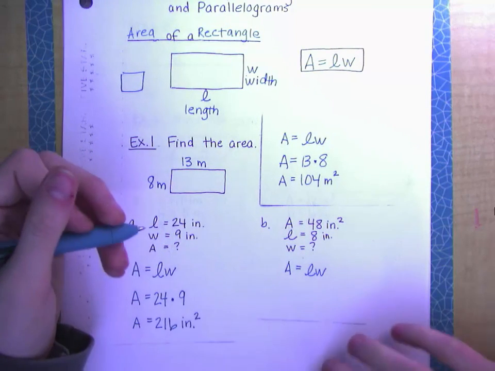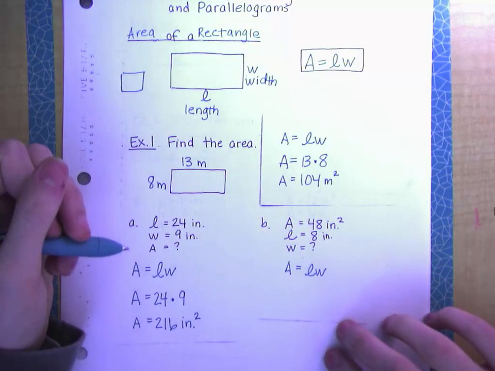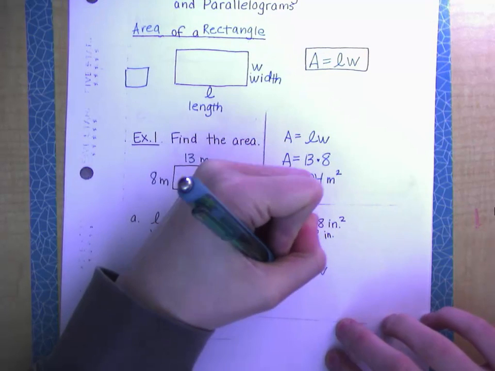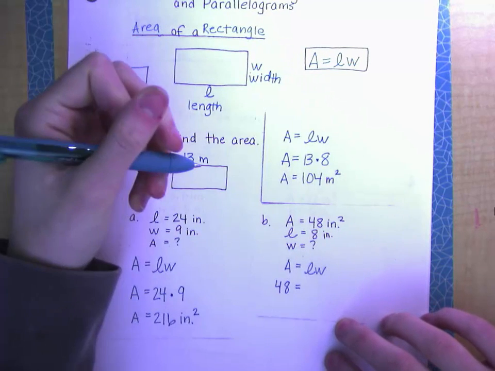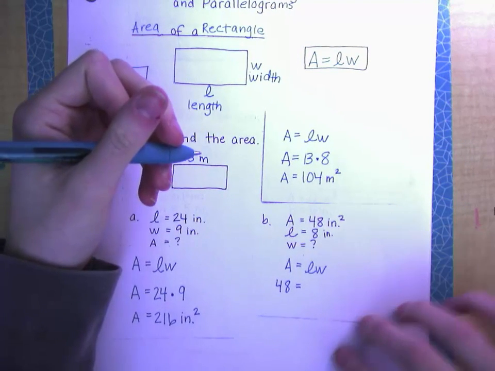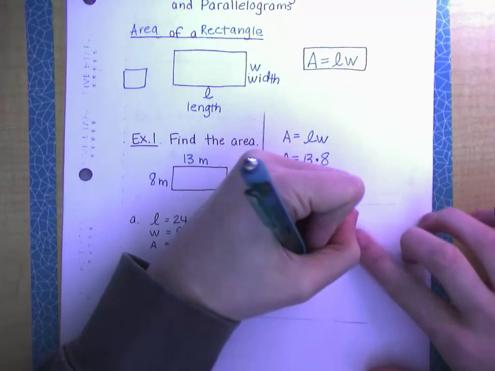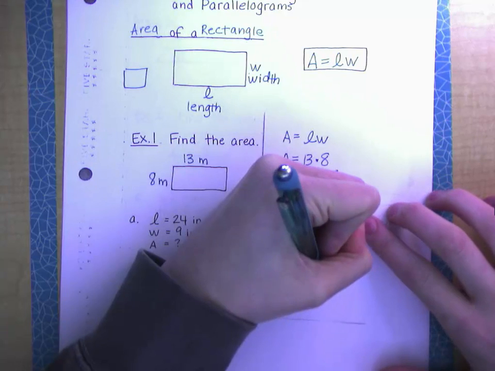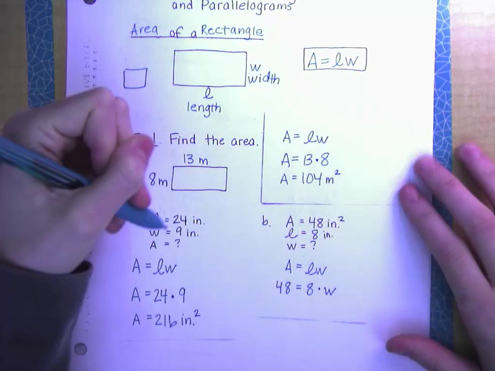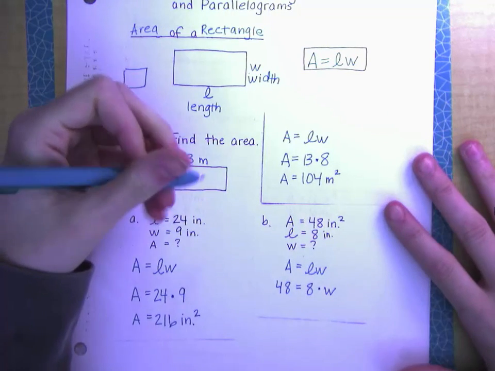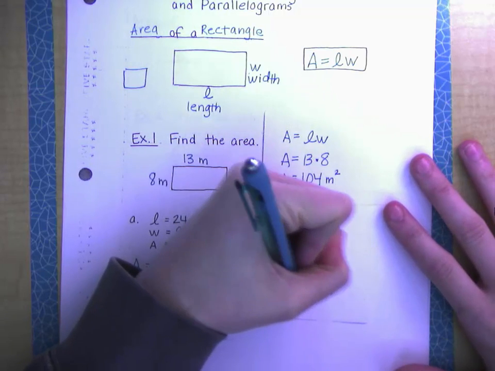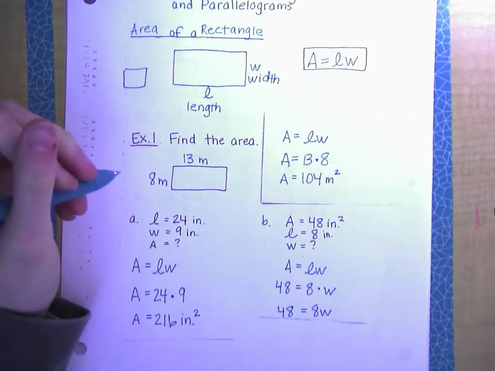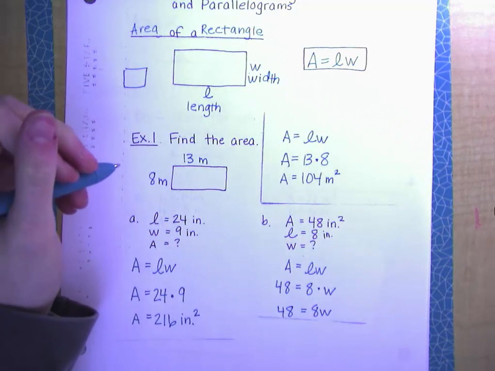Okay? So now, like I did before, I just need to plug in what I know. So if the area is 48, I need to plug that in for A. And I'm given the length is 8. And it looks like I'm looking for the width. So I don't have anything to plug in for the width. Okay, so if I multiply the length and the width, I should just get 8W, or 8 times the width.